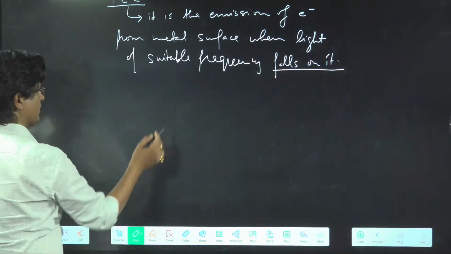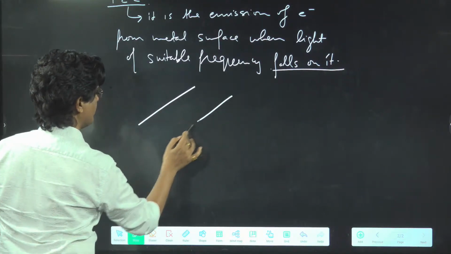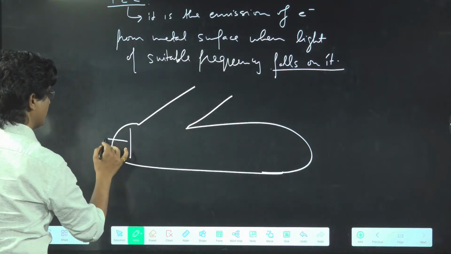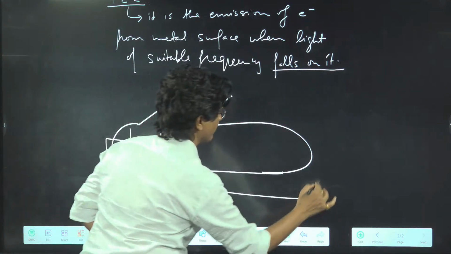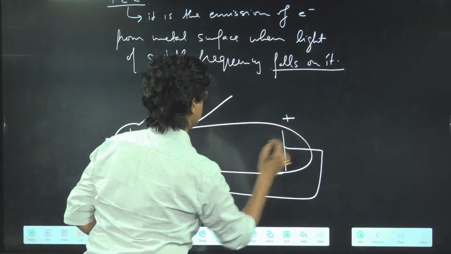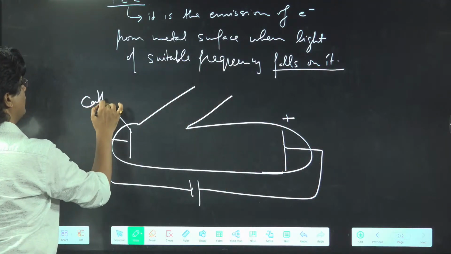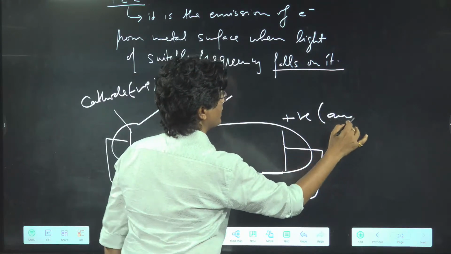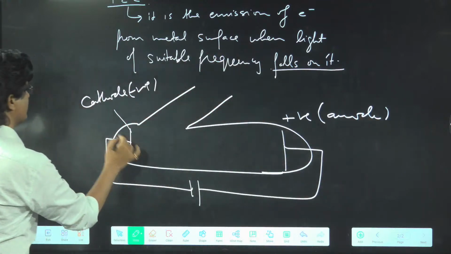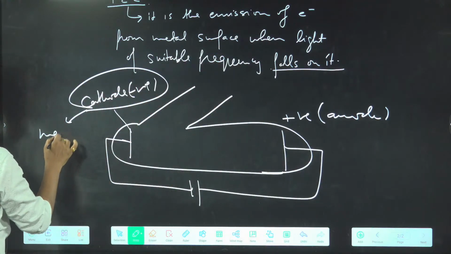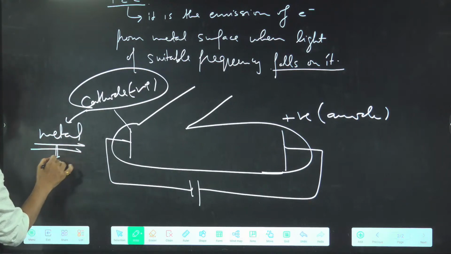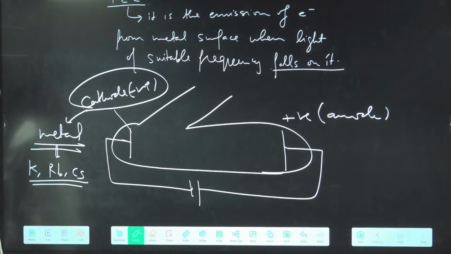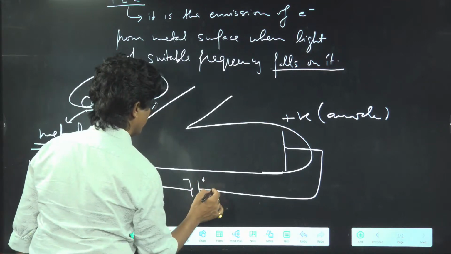Let's see the diagram first and then I'll explain this. See what the photoelectric effect is trying to tell you. It is a setup just like the cathode ray tube. You have a cathode and an anode. This is negative, the cathode, and this is positive, the anode, as usual. Now this cathode is actually made of metal. These metals are preferably potassium, rubidium and cesium. Here you have applied the voltage as such.